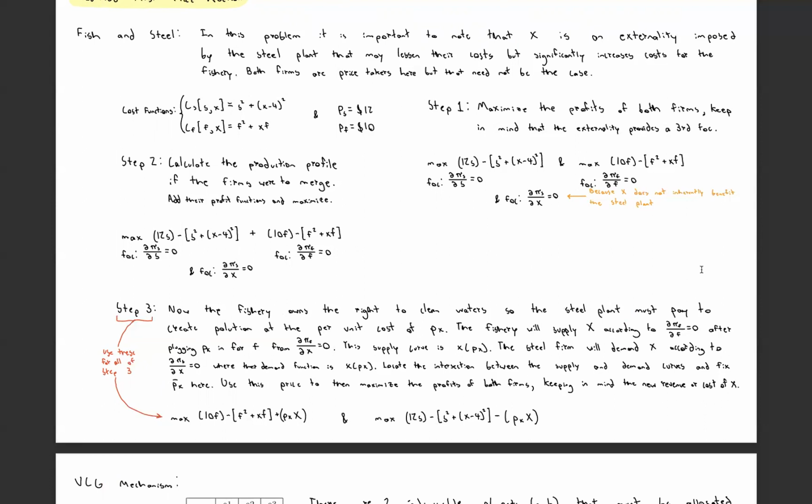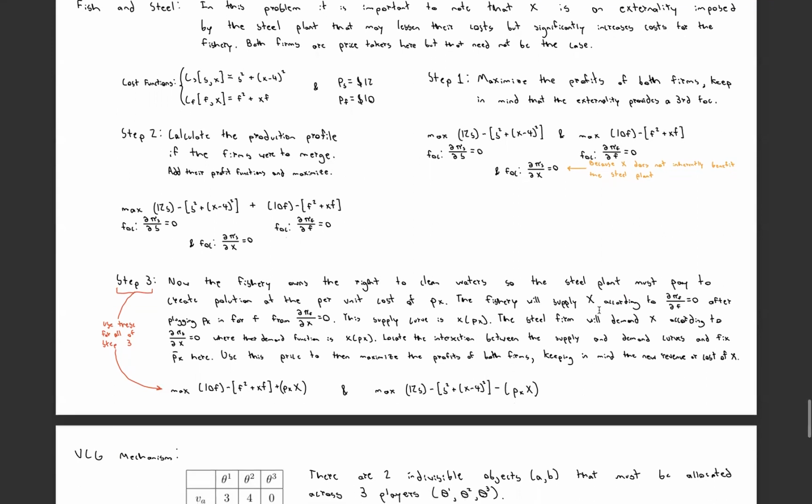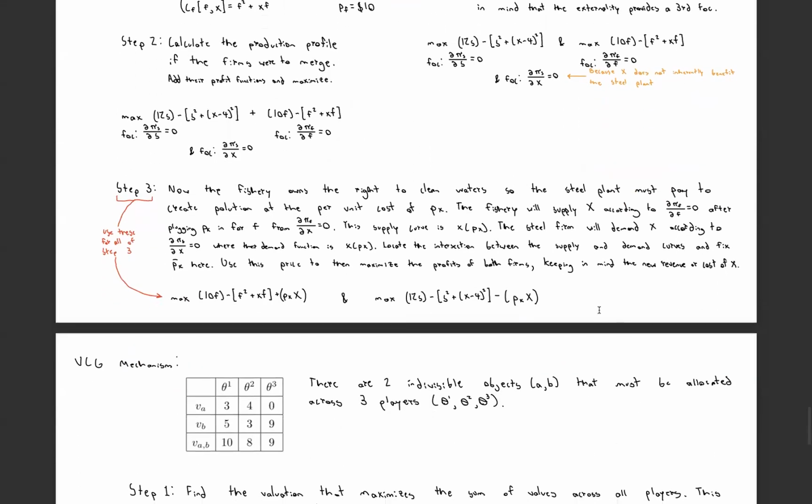The steel firm will demand X according to their maximization problem, where the demand function is X as a function of PX. Locate the intersection between the supply and demand curves and fix PX here. So that's PX bar once it becomes fixed. Use this price to then maximize the profits of both firms. And we're going to want to keep in mind while doing this that the new revenue or cost is of X. So we can see how I worked through it here. Again, just general frameworks, plugging in numbers; I could have probably pulled it from an old exam.